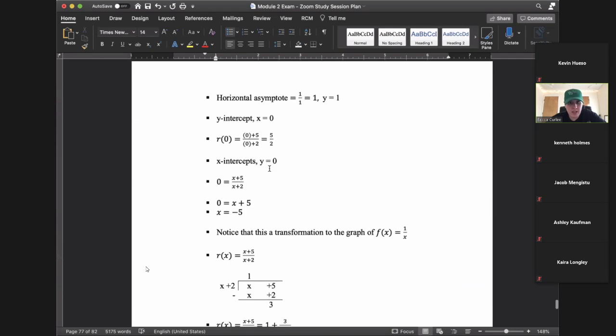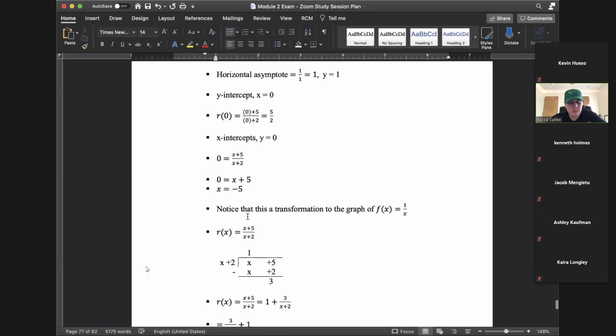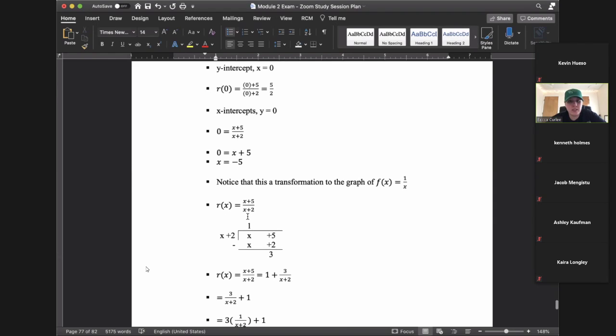So now we're going to do our x-intercepts for y equals 0. We're going to set the whole thing equal to 0. 0 equals x plus 5 over x plus 2. Multiplying both sides by x plus 2, we've got 0 equals x plus 5. And we've got x equals -5 if we subtract 5 from both sides.